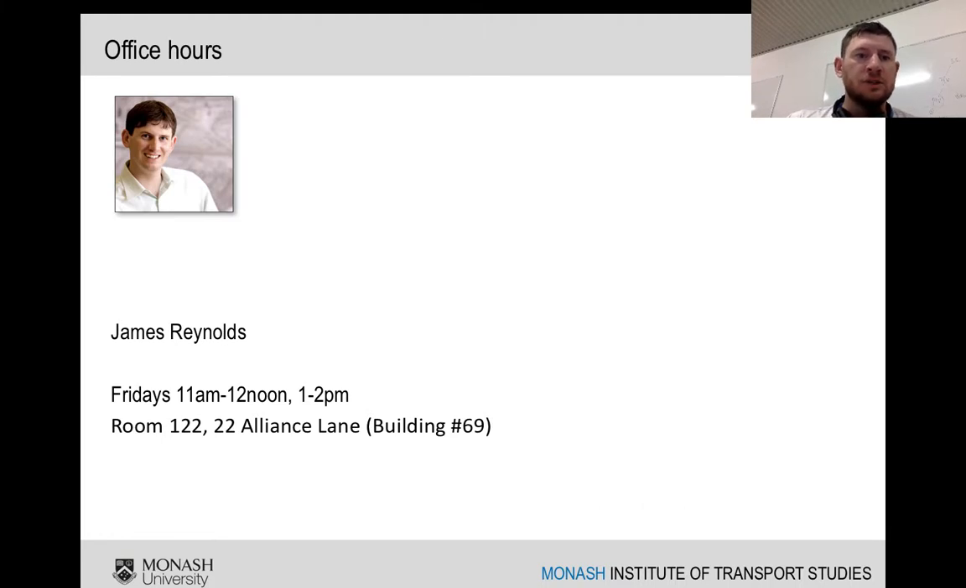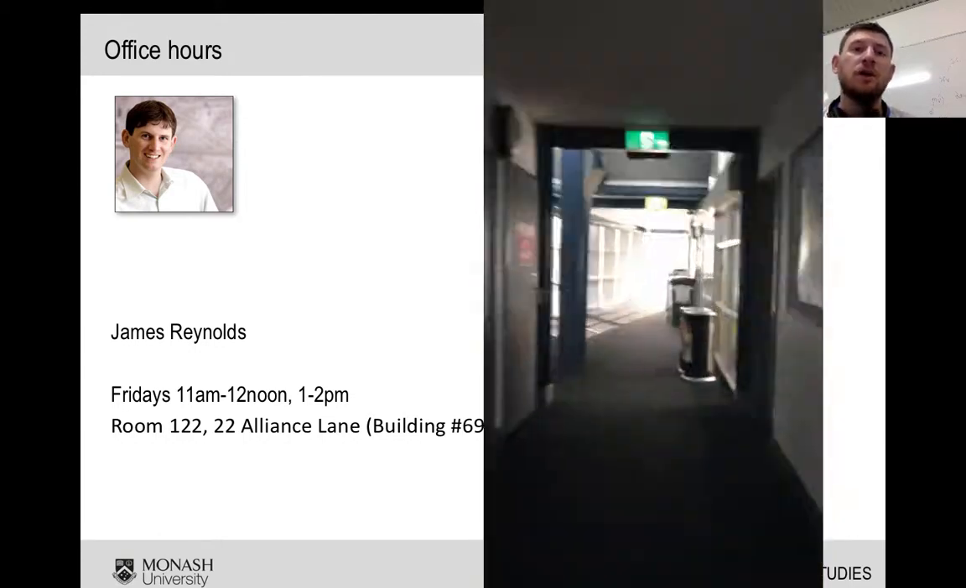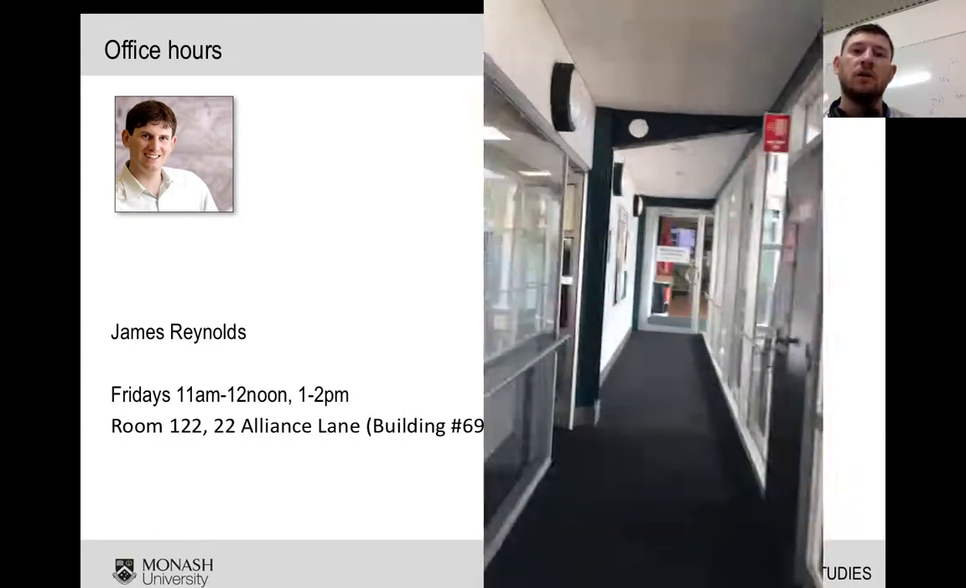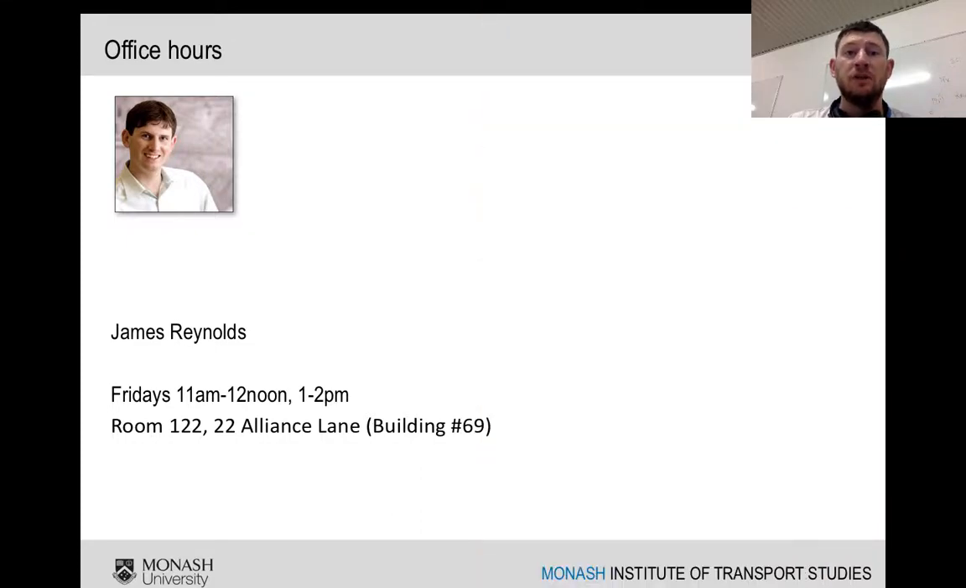My office hours are Friday 11 till noon, and then 1 till 2. You can find me in room 122 in 22 Alliance Lane, which is building 69. It's part of the civil engineering area, but you'll actually have to go through materials engineering to find me. Okay, that's about it for now. See you in class.